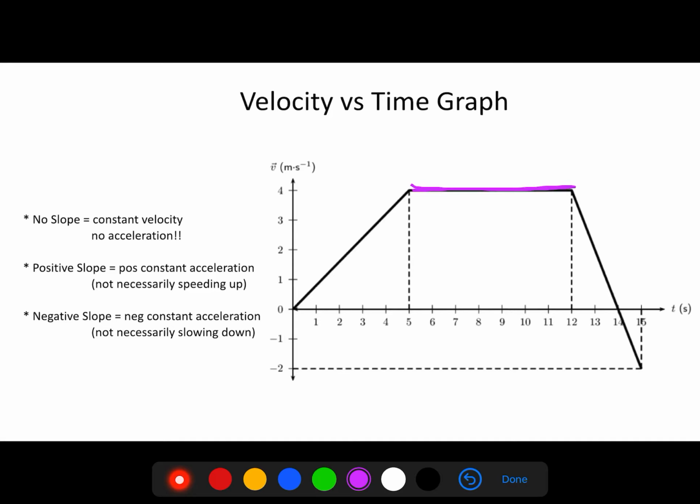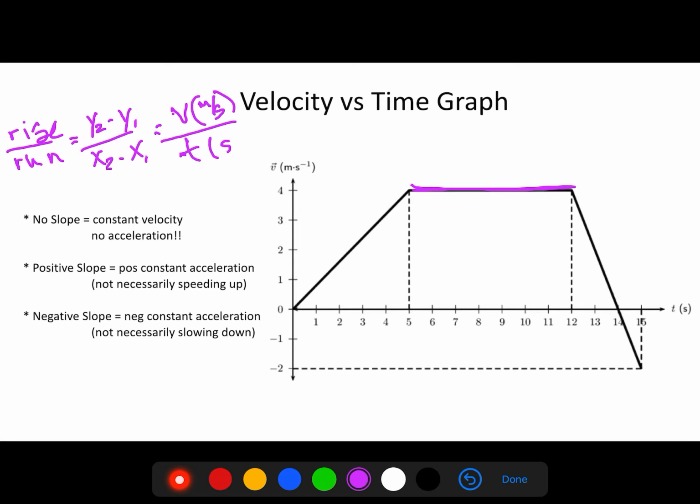Now, how can we know what part of the graph is the acceleration? Well, the y-axis is my velocity, the x-axis is my time. So it's neither of those places. The slope on this particular graph is going to give me my acceleration. And again, we're going to do rise over run, which would be my change in y value over my change in x value, which in this case is going to be my velocity measured in meters per second, divided by my time, which is measured in seconds.